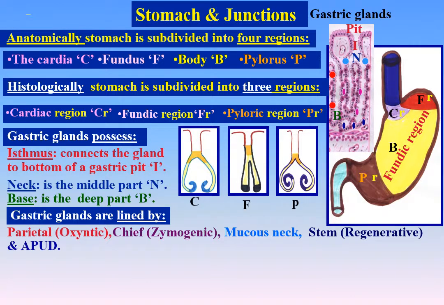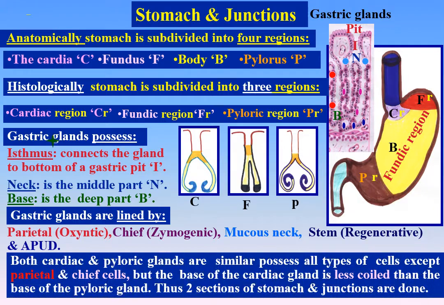Both cardiac and pyloric glands are similar and possess all types of cells except chief cells, but the base of the cardiac gland is less coiled than the base of the pyloric gland. Therefore, only 2 sections of the stomach are done: section of the fundus and section of the pylorus, together with 2 sections of the junctions, LS gastroesophageal junction and LS pyloroduodenal junction.